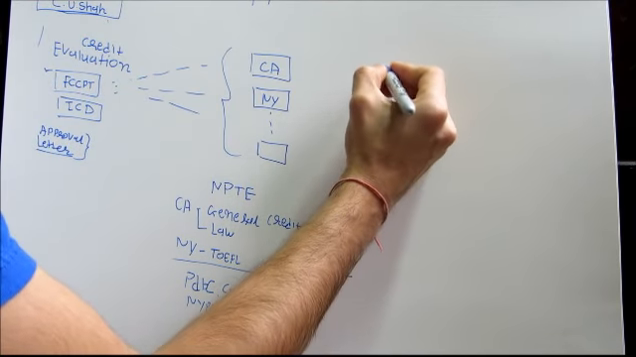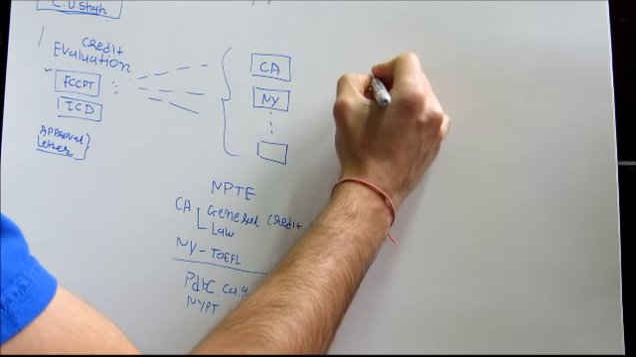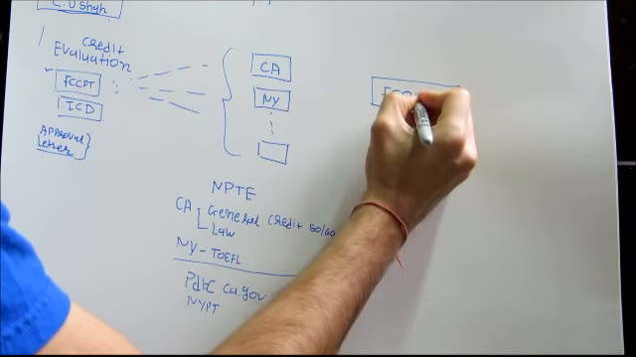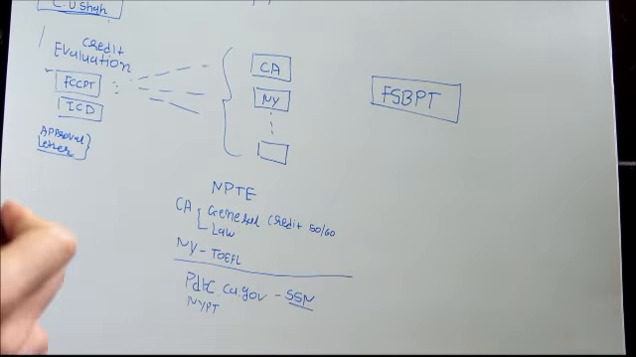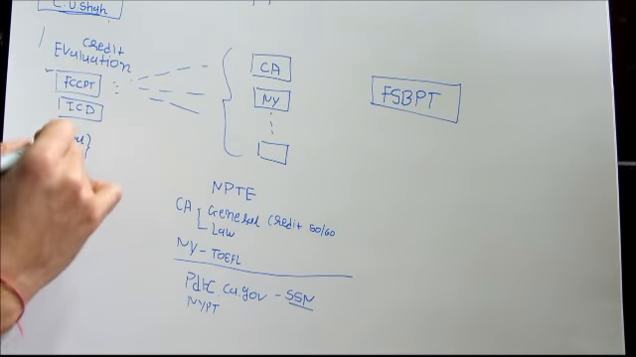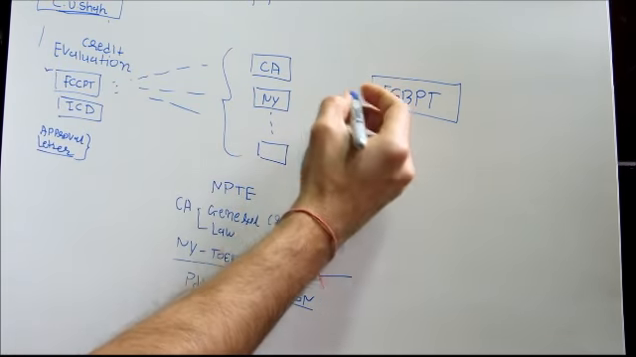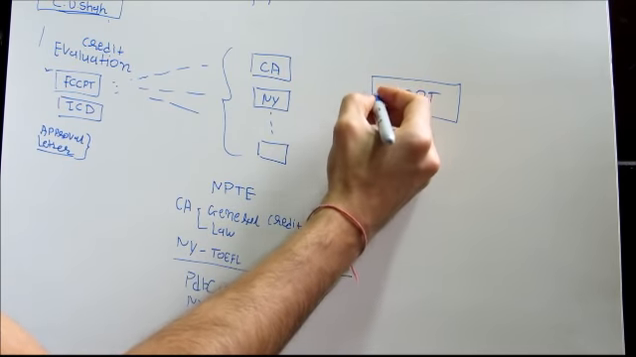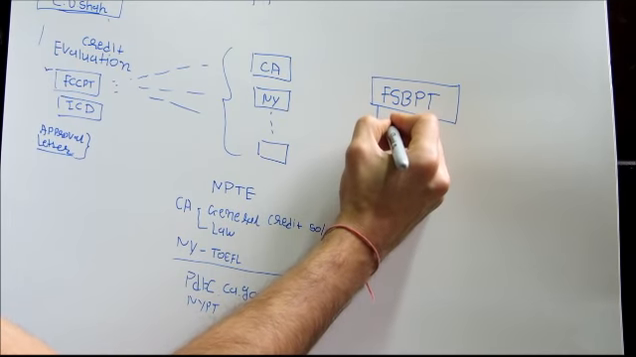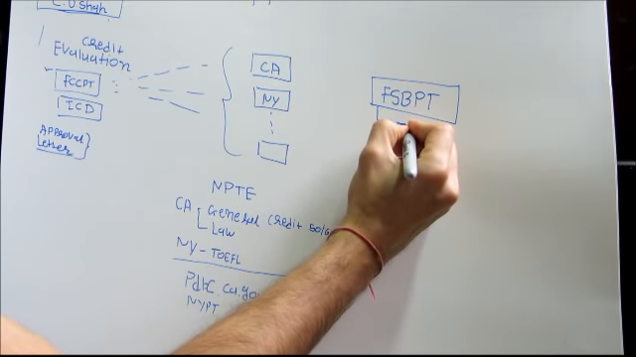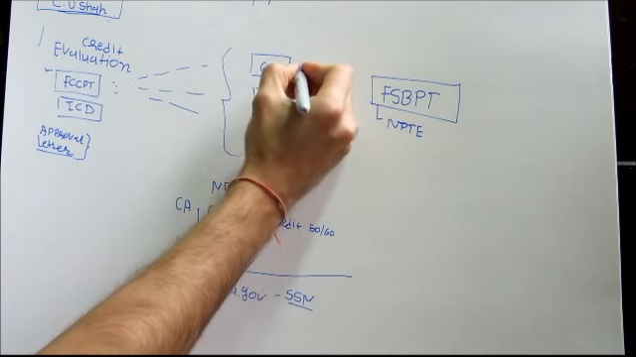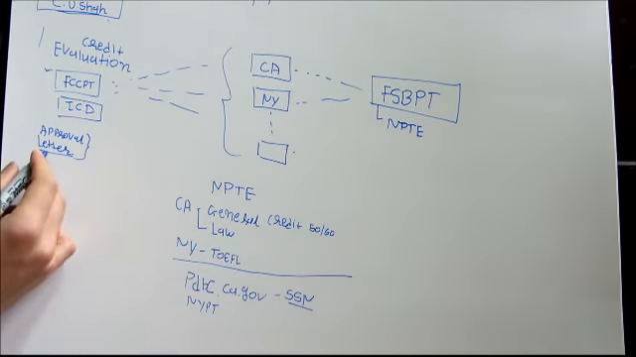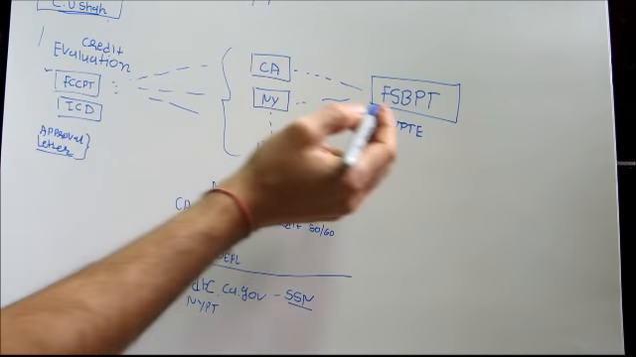There is another agency that's called FSBPT. So once you are okay to take the NPTE exam, you can go on the FSBPT and apply. This is the one who is conducting the NPTE. Each state has a connection with FSBPT. So whatever your approval letter, you have to submit here or here.